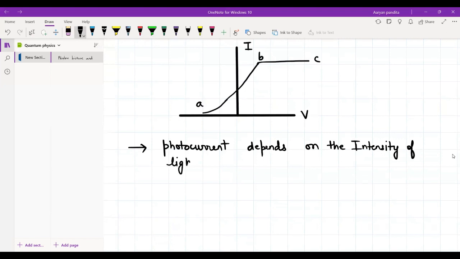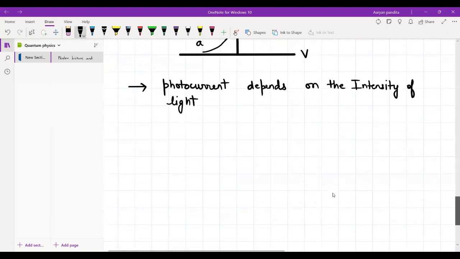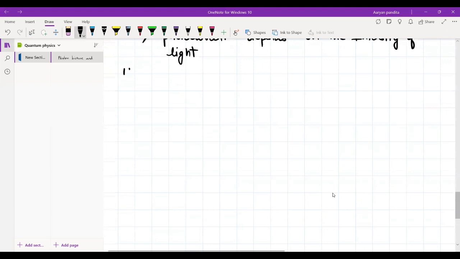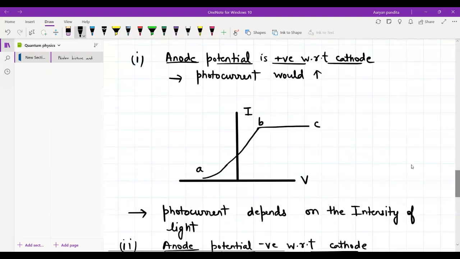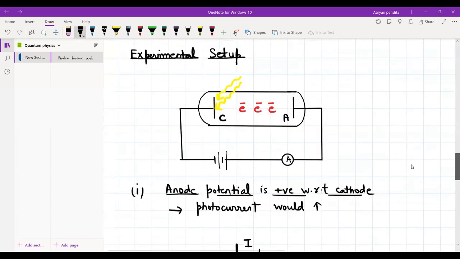Now there is another way. You could also make this anode potential negative with respect to the cathode. You make the anode potential negative with respect to the cathode. And then what happens? Now, if you make this anode potential negative with respect to cathode, then what happens?